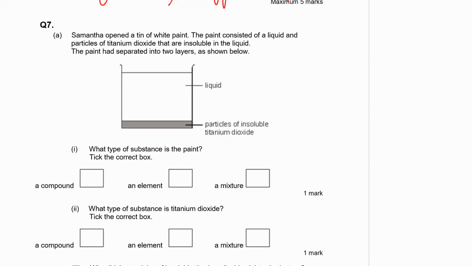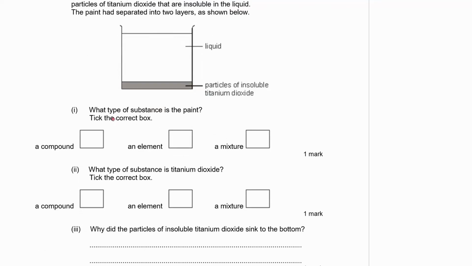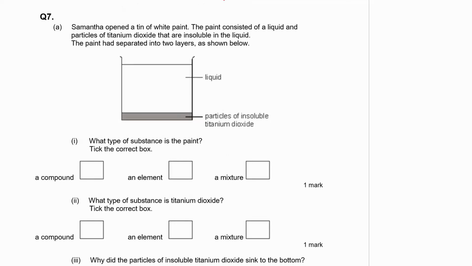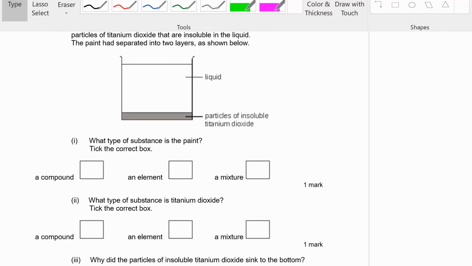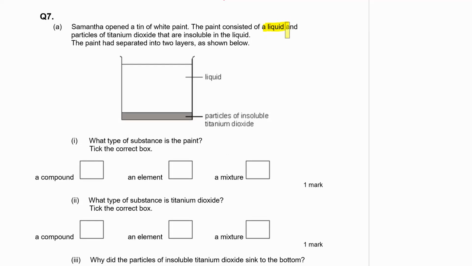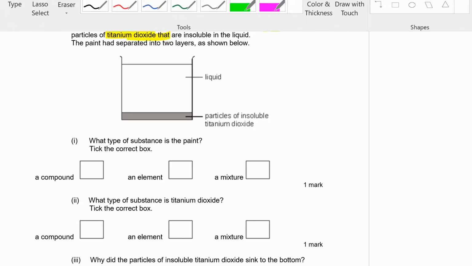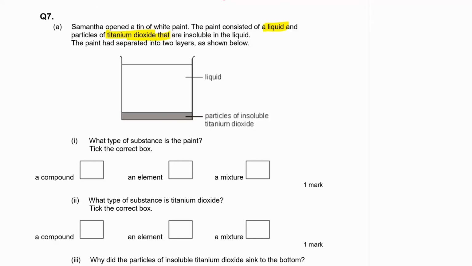Next question. Samantha opened a tin of white paint. The paint consisted of a liquid and particles of titanium dioxide, which are insoluble in the liquid. What type of substance is the paint? Well, you've got two things there. If we highlight it in the question, we've got a liquid and we've got titanium dioxide. So those two aren't chemically bonded, so it is a mixture.